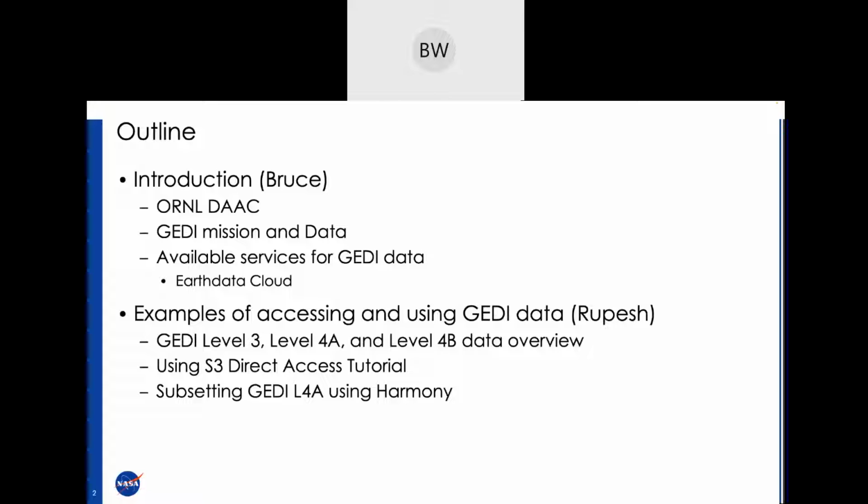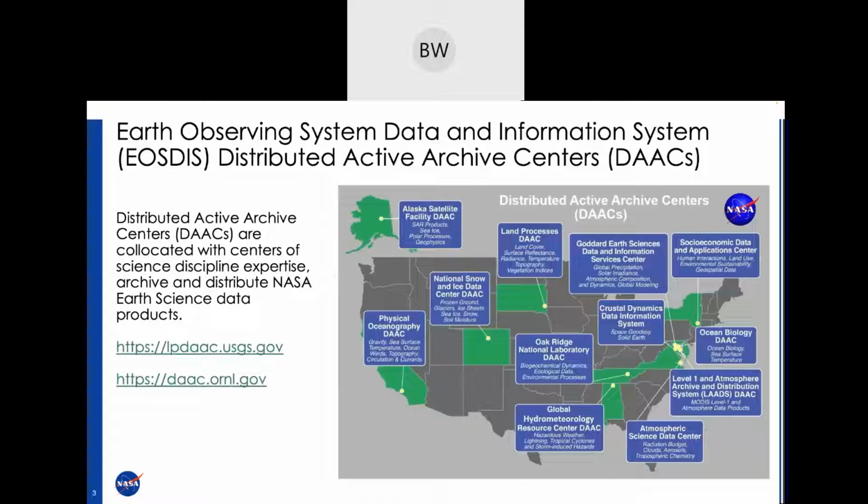And once I've gone through that material, then Rupesh will provide more technical information about the JEDI data products. And he can go into how to access this using the Amazon Web Services S3 protocol, which is a way to bring your compute to the data. And he'll show how to use one of the Earthdata Cloud services called Harmony to subset that high resolution aboveground biomass data. So we've mentioned the ORNL DAAC, and this is one of the 12 NASA Distributed Active Archive Centers, which are part of the larger Earth Observing System Data and Information System, or EOSDIS.